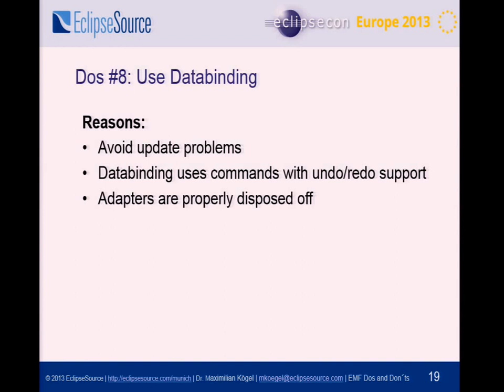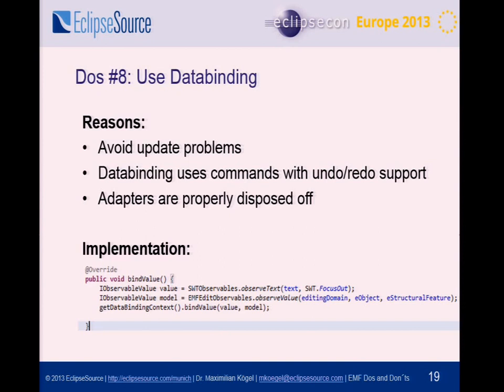How that looks like is also pretty simple. First of all, we have the target. The target is the UI, and we have the model. And first of all, we want an observable on the target. That is the text field, for example. And then you want an observable on the model. There you have the EMF observable factory. You pass in some values that basically specify what you want to bind. So for example, the structural feature. And then you just bind the value on a so-called data binding context. So it's just three lines of code, but it really saves a lot of work.